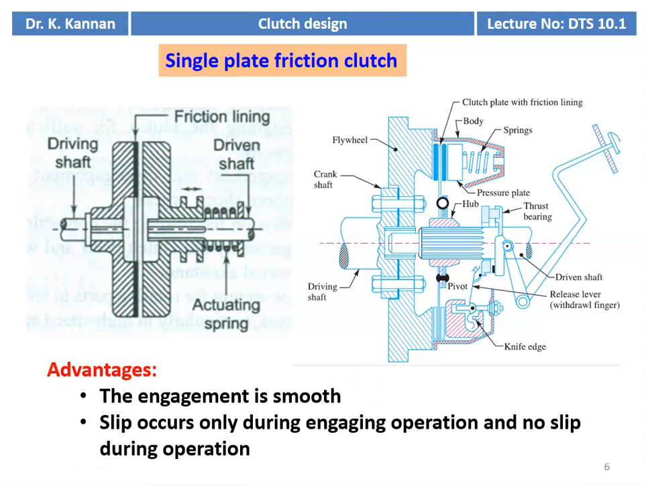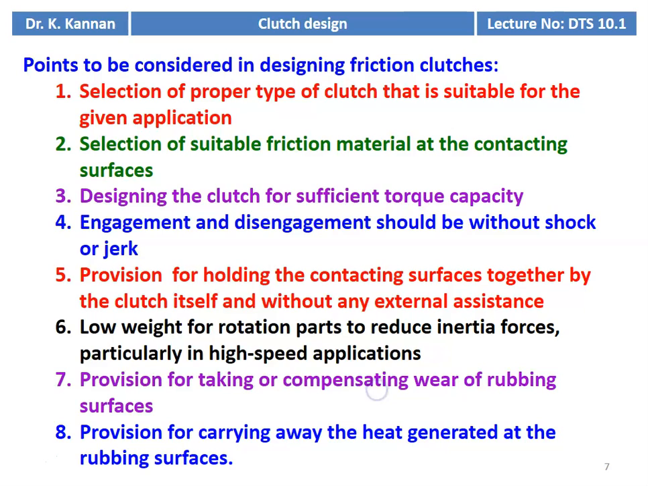Slip occurs only during the engaging operation, and there is no slip during the operation. So during engaging only there will be slip, because of that there will be some heat generation. And the points to be considered in the design of friction clutches: selection of the proper type of clutch suitable for the given application. We have to select between two different types, wet clutch and dry clutch. Selection of suitable friction material at the contacting surfaces. There are some desirable properties of the friction material that we will discuss later.